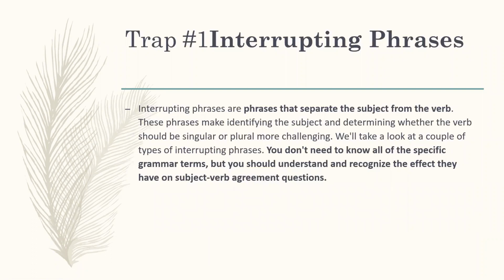The first trap they're going to do is an interrupting phrase. And so they're going to separate your subject from your predicate. Okay? I don't care that you know all the grammatical terms. All you need to know is that your subject is not going to be next to your verb. Okay? So if there is a noun next to your verb, it's probably not your subject.